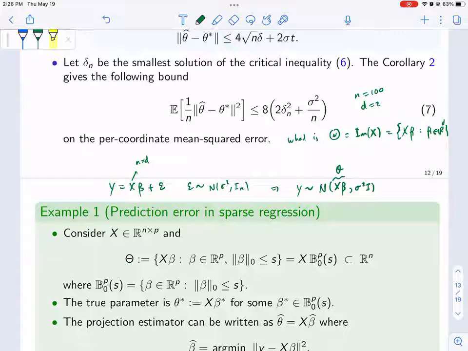The question is, what happens if the problem is high dimensional? So what if D is 500 and n is 100? What would happen to this?